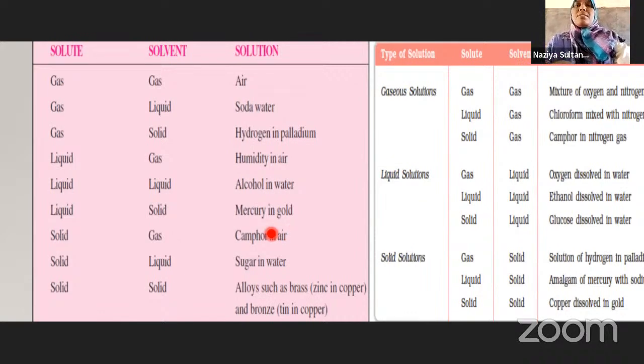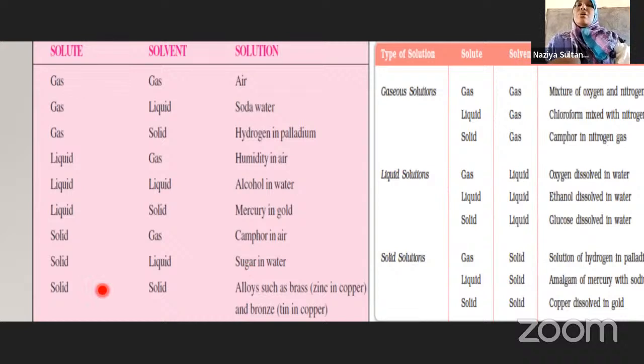Okay. Next, solid present in a gas. Example, camphor. Okay. What is the physical state of camphor at room temperature? It is gaseous. Sorry, it is solid. But upon sublimation, it gets converted into gas. So camphor in air is an example of solid in gas. Okay.